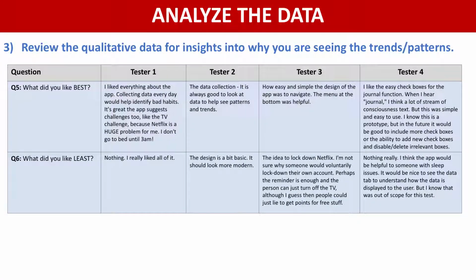So the last step in our data analysis is to review the qualitative data, that text-based set of opinions and ideas that were given by our testers, in order to gain insight into why we're seeing the different trends and patterns in the quantitative data. So here you can see just the standard table format that I created for question 5, what did the testers like best, and question 6, what did the testers like least. Now let's take a look at some of those bullet points from the previous step and look through the qualitative data to see if we can answer why our testers rated it that way.